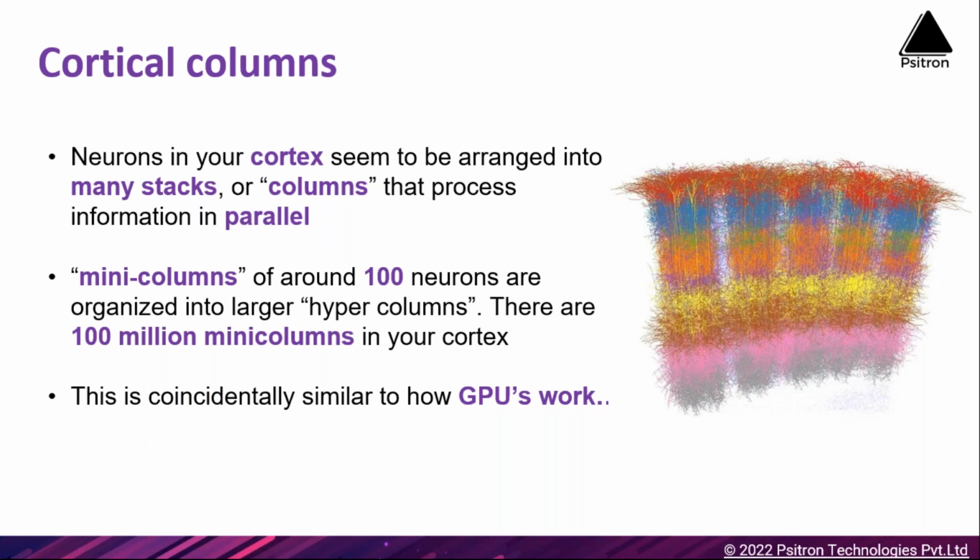They form, let's say, more than 100 million mini columns. It's simply representing something like this. You can see those are organized in columns, and they are capable of processing your information in parallel. Basically, I'm talking about parallel computing. So this is exactly how the GPUs that we have in our PCs and servers actually work, right?